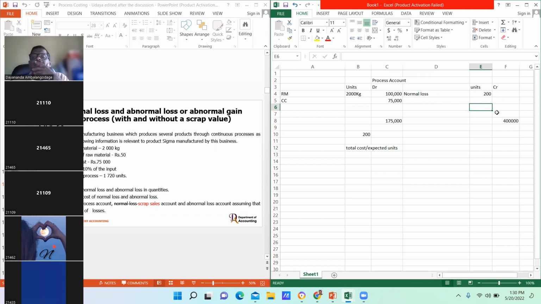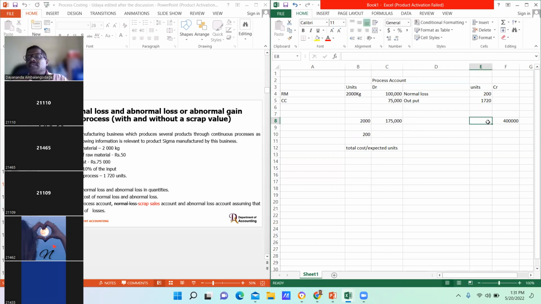And then what would be the output? Output is 1720. So what you did was, you inserted 2000 kg, the normal loss is 200, and you got the output at the end, 1720. So here the total is 2000.